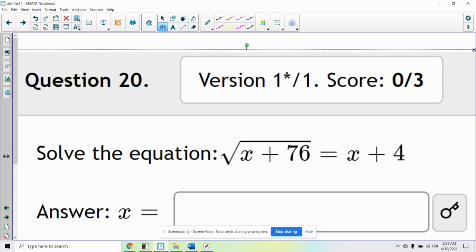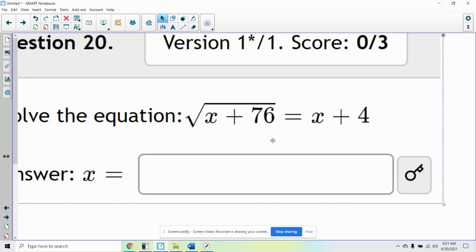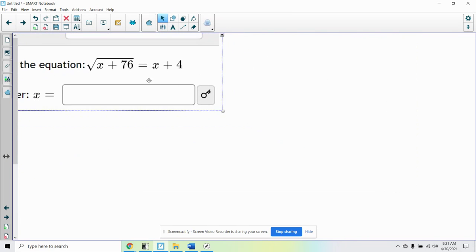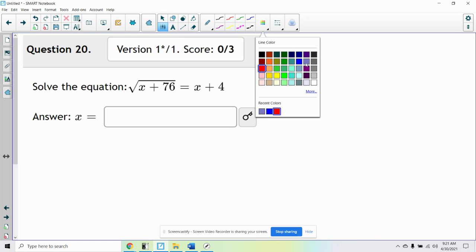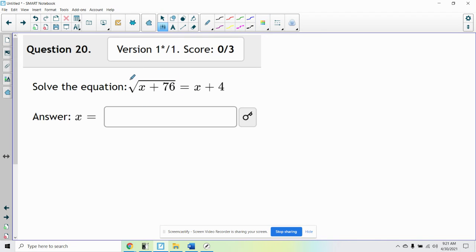Next one. Let me shrink that a little bit. All right, this one says solve the equation. So the first thing I want to do is get rid of that square root. It's already by itself, so I'm going to square both sides. The square root of x plus 76, squared, is just x plus 76. Equals, this is a binomial being squared, so this is x plus 4 times x plus 4. When I FOIL that, I get x squared plus 4x plus 4x, so plus 8x, plus 16.